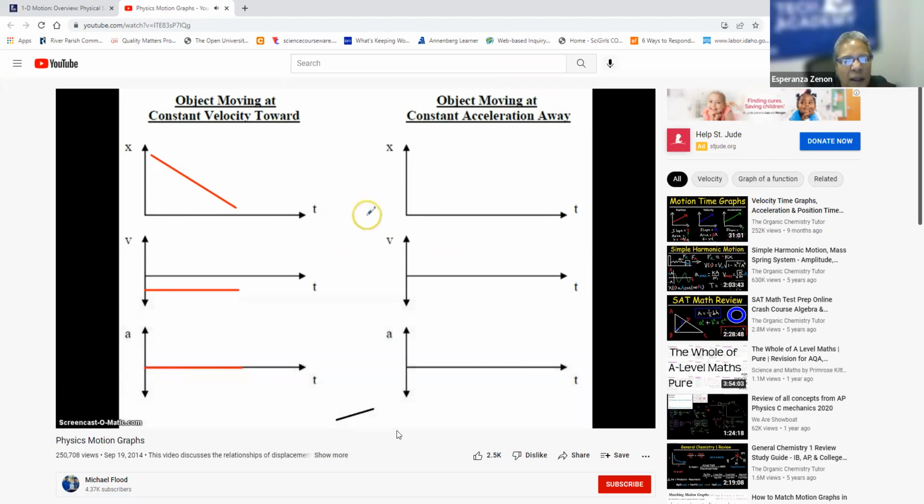Away means this object is speeding up, and if it's moving away from the point of origin, the x numbers, the distance numbers, are getting larger. This will result in a curved line that looks something like that, and curved upward means that it's getting faster. I'll demonstrate why for you here in a second. And away is indicated by the fact that the x numbers are getting bigger as time increases.